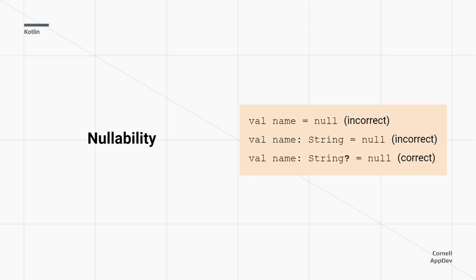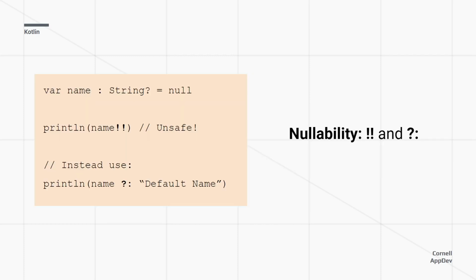So the first two lines of code there will actually not compile, because by default, variables cannot hold the value null. But in the bottom line there, we put a little question mark, and that question mark is actual syntax. That is how you declare a type as nullable. And so that variable will be able to hold the value null. So why might you actually want to do this? Well, it's demonstrated by these two operators, the double exclamation point and the question mark colon operator.